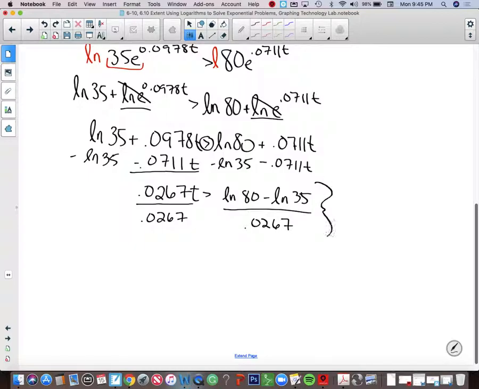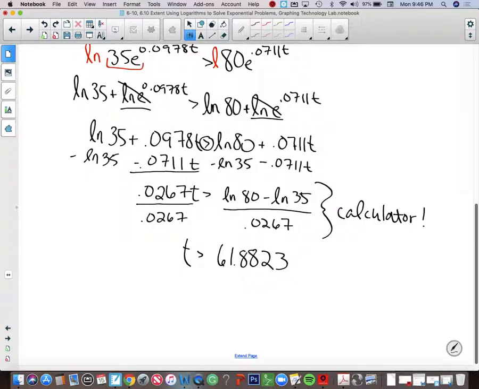So then we're going to put this stuff in our calculator and see what we get for an answer. So t has got to be greater than, all right, we got natural log of 80 minus natural log of 35. Enter, divide that by 0.0267. And we get 61.88. So that would represent our years.